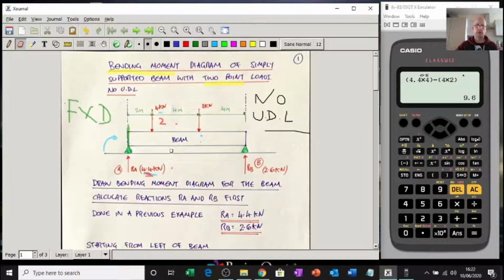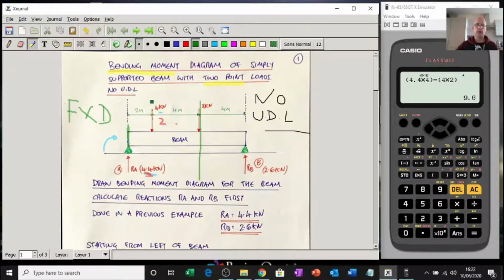At x equals 6, I'm there. 4 and 2 is 6. So I can see this 4.4 again, 6 meters away from it, and it's going clockwise.